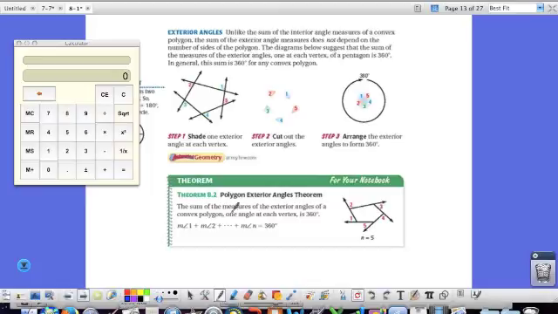So Theorem 8.2, the Polygon Exterior Angles Theorem, says that the sum of the measures of the exterior angles of a convex polygon, one angle at each vertex, is 360 degrees.